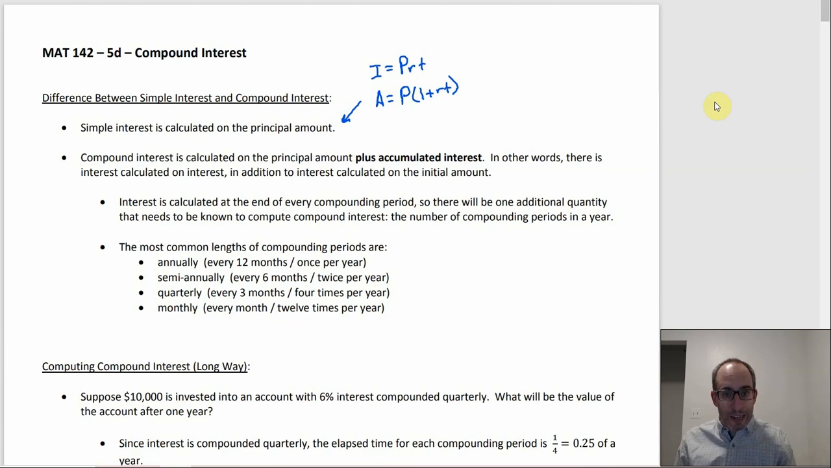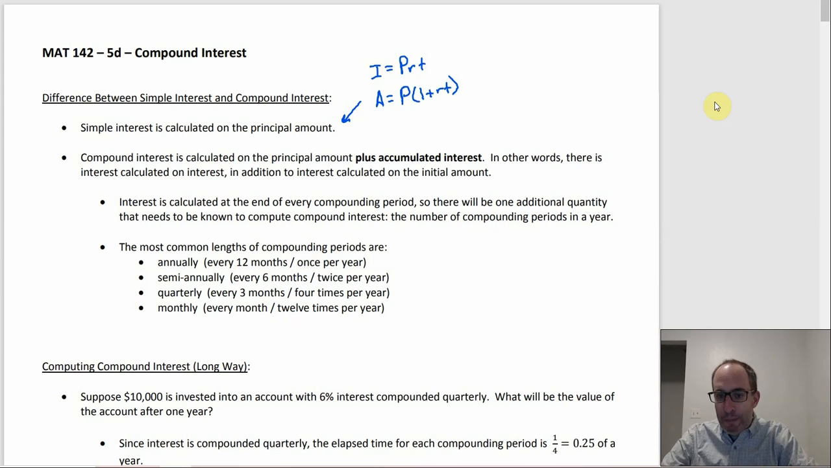But then for the second compounding period, what you compute the interest on is the principal plus whatever interest had accumulated at the end of the first compounding period. So principal plus the interest that's accumulated so far. You compute the interest on that. So what ends up happening is that what you would view as being the principal amount gets bigger and bigger and bigger, right? It's bigger for every compounding period.